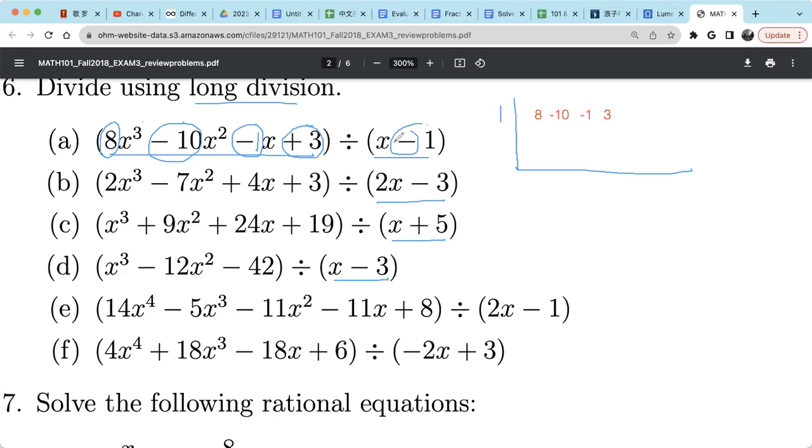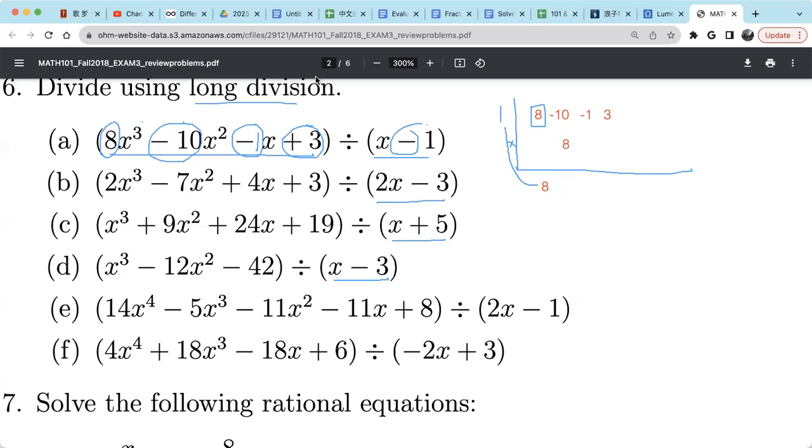All right, now let's start. First step, whatever the first one, we call this the leading coefficient. Whatever this number is, we're going to write down below the horizontal line. So let's just write down 8 here. Second step, we're going to multiply this 8 with 1. 1 times 8 is 8. So where are we going to put the 8? We're going to put it down below -10.